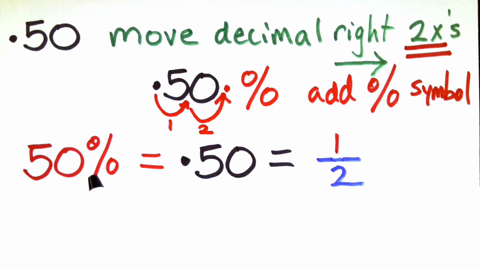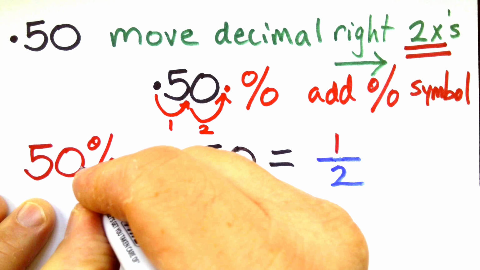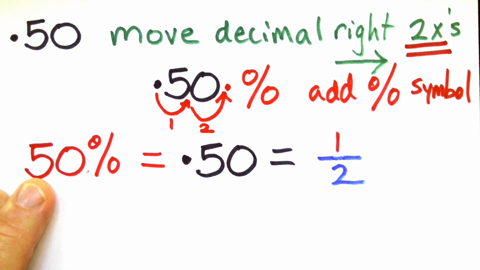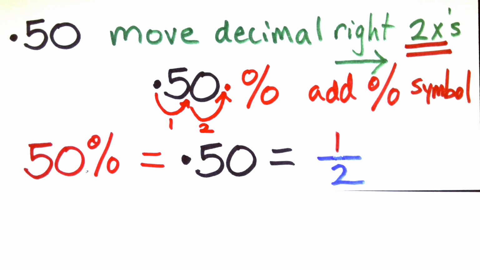All right, I also want to point out to you that that decimal, you moved it 2 places to the right, you add the symbol, that decimal is still right here. It's just invisible.